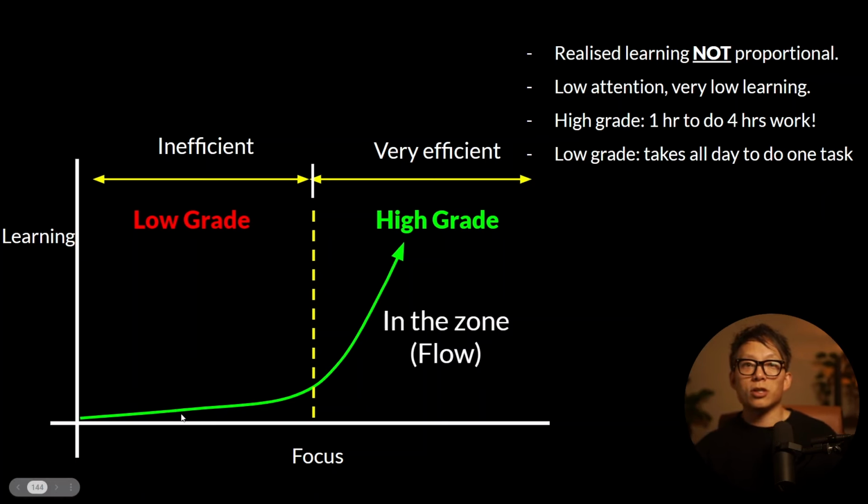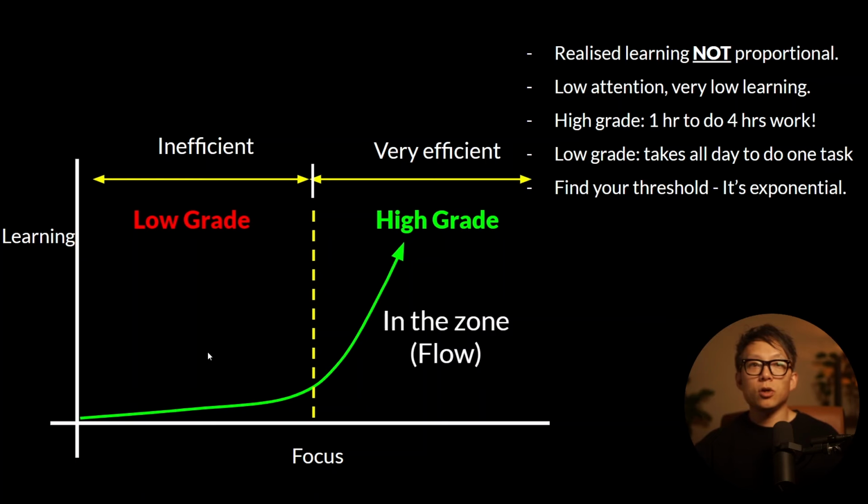The problem is you look at the overall time, you don't look at the efficiency side of things. So you can split these into two, high grade and low grade. Find your threshold. It's not linear. Now, this is anecdotal, but this is something that I've experienced and I definitely see with clients.